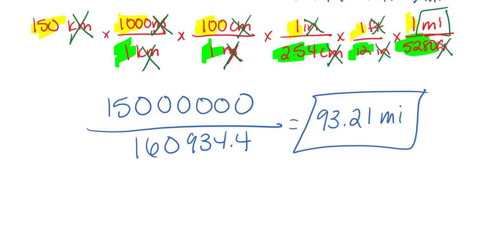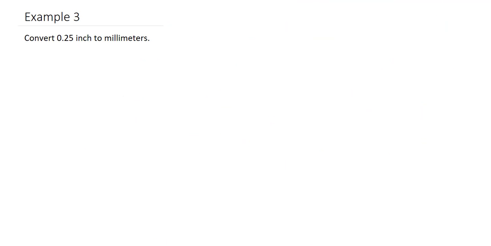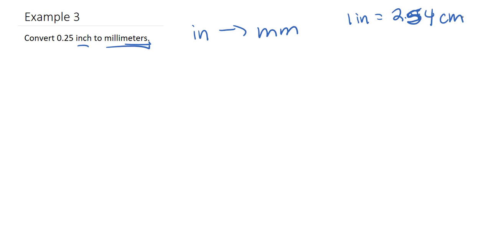Now let's do one final example. So example 3, we're going to convert 0.25 inches to millimeters. So this is going to be a little bit less than the last one. So we're going from inches now to millimeters. And what's the most important conversion to know between our units to the metric system? Because anytime you see meters or anything like that, you know we're going into the metric system. So we need to know that 1 inch is equal to 2.54 centimeters.